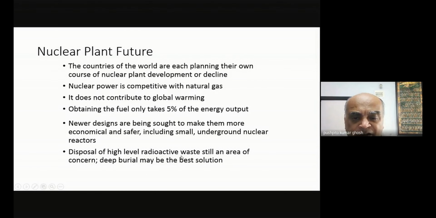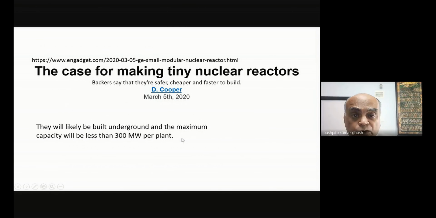Disposal of high-level radioactive waste is still an area of concern. Deep burial may be the best solution. But whether it will in any way damage, let's say, our groundwater resources, we don't know. There could be things that one will have to look at.